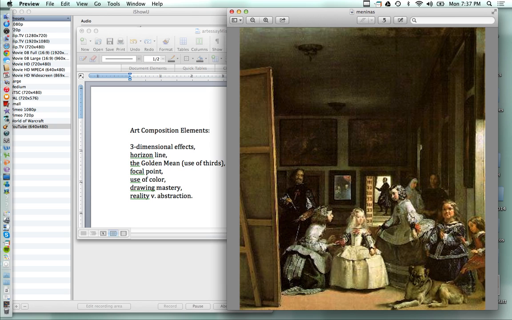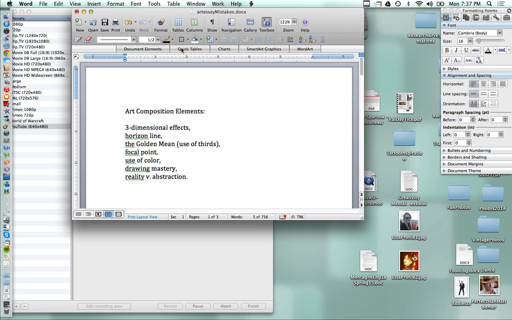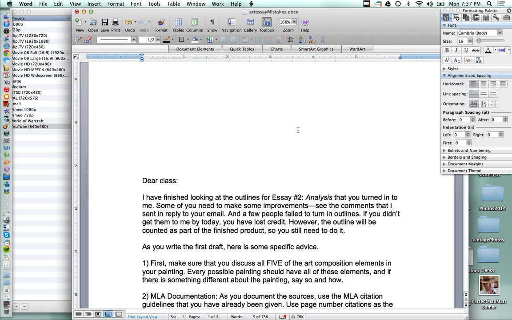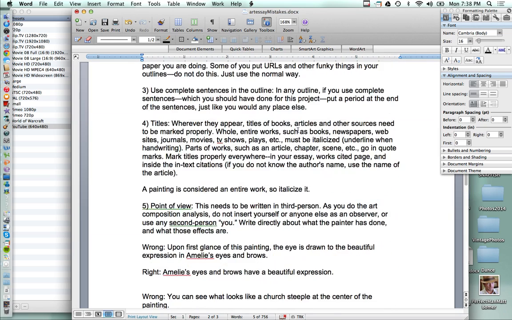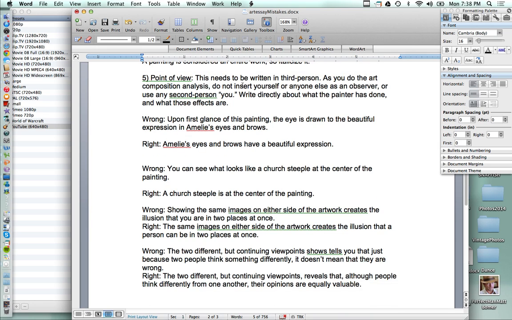Okay, now that we've looked at some paintings, I just want to talk about some common mistakes that people make in trying to write in third person for this. So this needs to be written in third person. As you do the art composition analysis, do not insert yourself or anyone else as an observer or any second person you. Write directly about what the painter has done and what those effects are.